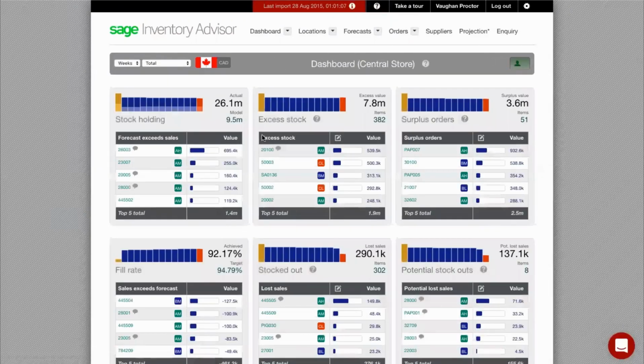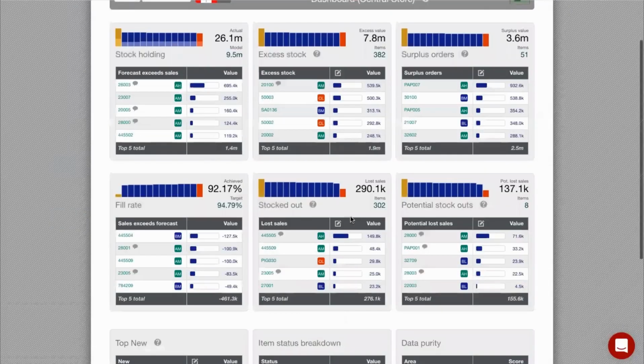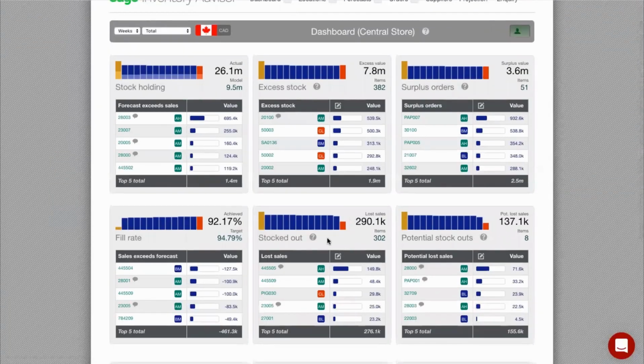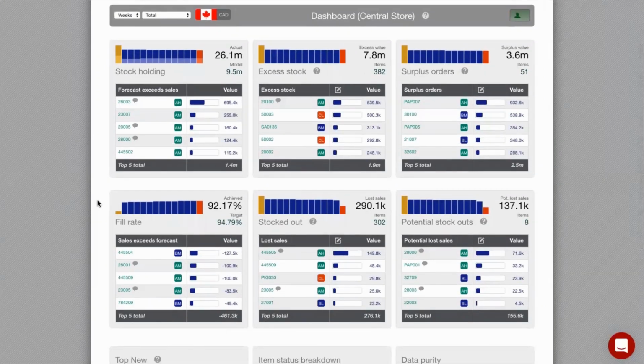Okay, so very easy to drill down into lists, very easy to drill down into the items, and then also everything has the ability to be exported into a CSV, into Excel for further reporting or analysis if required.